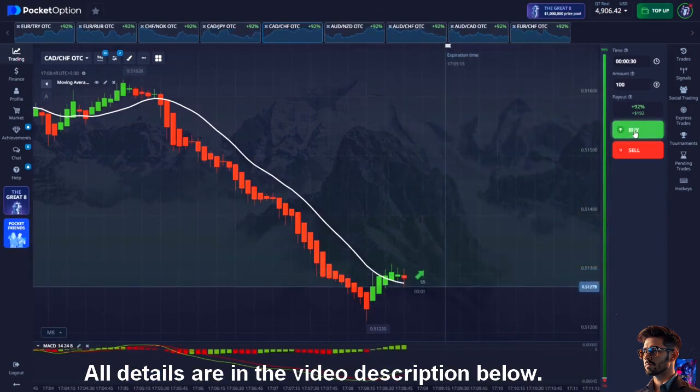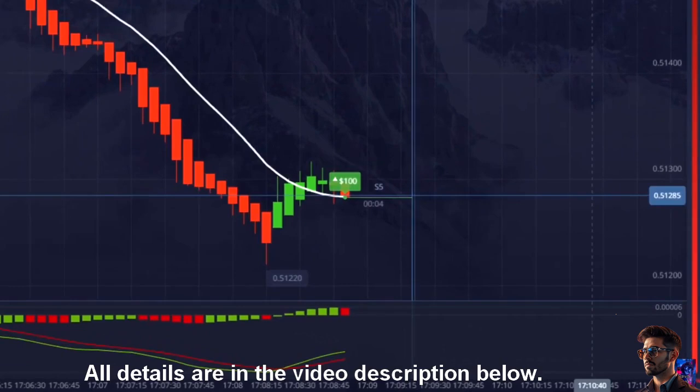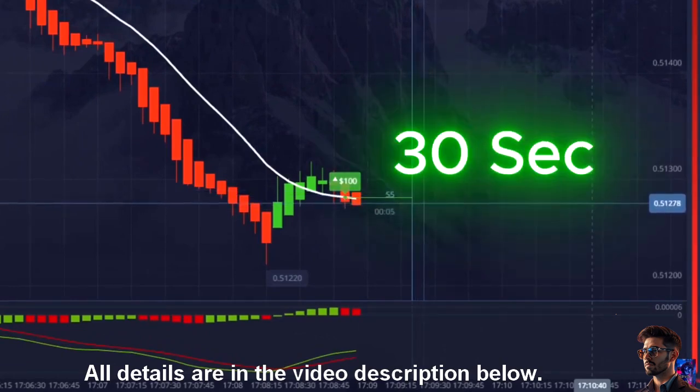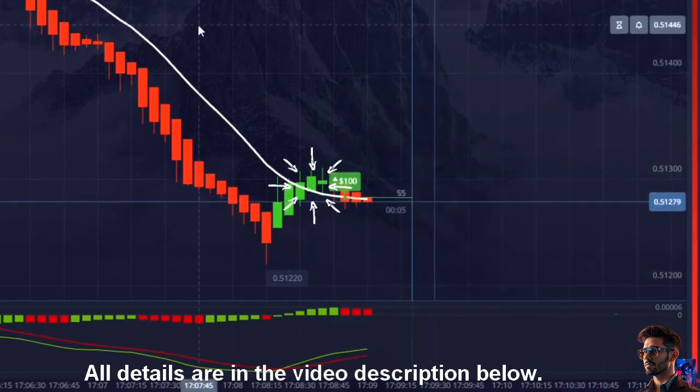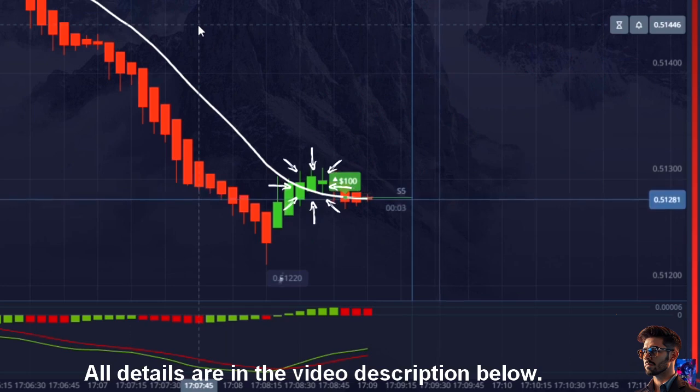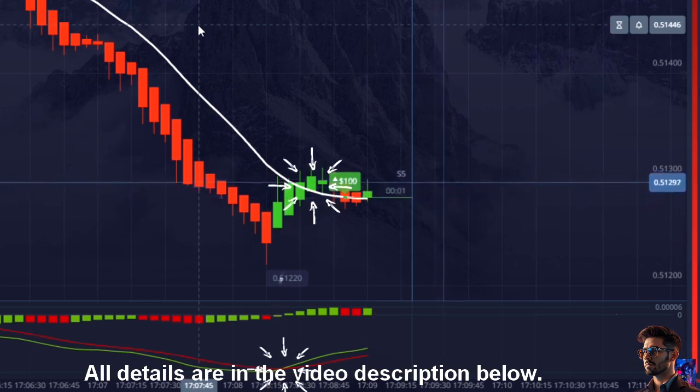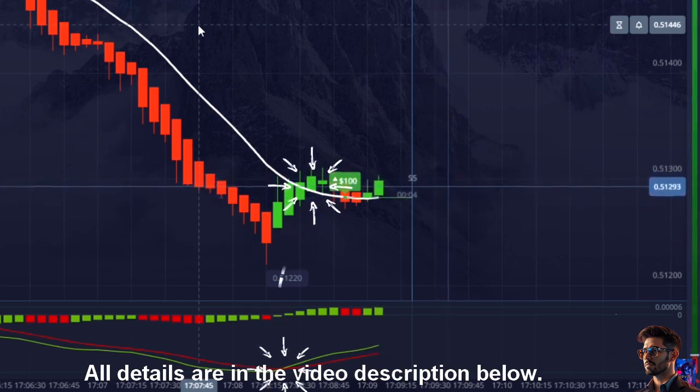In the second trade, we are getting a chance to take a trade for the upward direction. We'll take trade as soon as the market comes a bit down. Okay, here we have taken a trade for the upward direction of 30 seconds, because the market crossed the white line of moving average in the upward direction, and at the same time MACD also crossed each other in the upward direction.